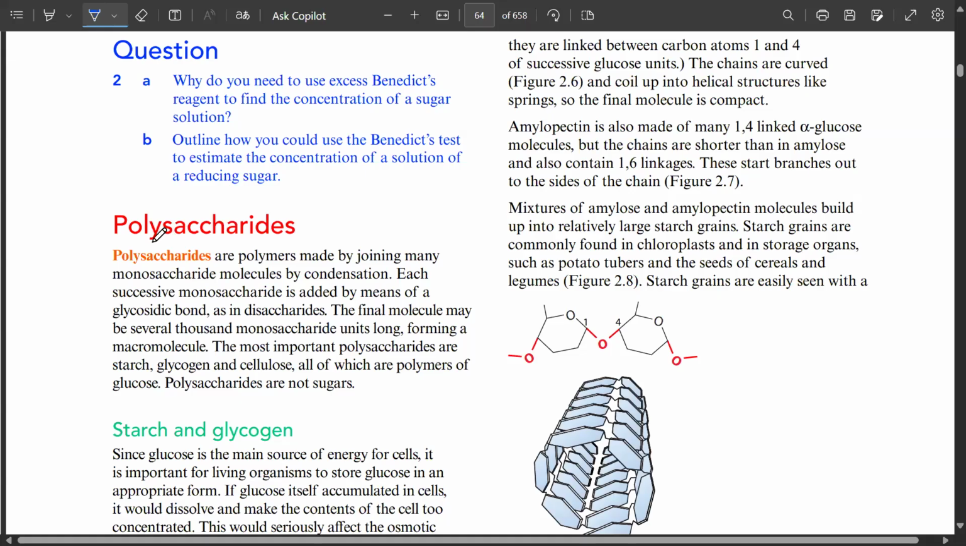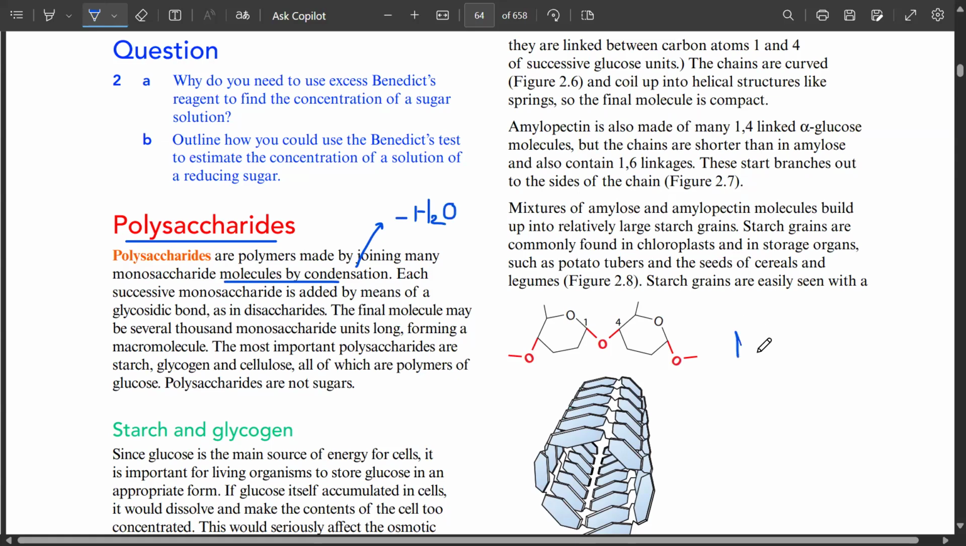So starting off with polysaccharides. Polysaccharides are polymers made by joining many monosaccharide molecules by condensation. Condensation reaction is when the loss of water molecule takes place. Okay? This is when the loss of water molecule takes place.